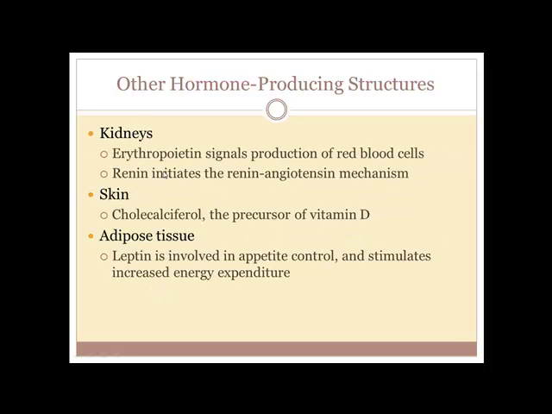Kidneys can produce erythropoietin and renin. Erythropoietin is going to signal the production of red blood cells, so start the process of erythropoiesis, production of red blood cells. Renin will do the renin-angiotensin mechanism, which is going to be there to increase our blood pressure. The skin releases cholecalciferol, which is going to be a precursor for vitamin D. And our adipose tissue will produce leptin, which is involved in appetite control, and it'll stimulate increased energy expenditure.